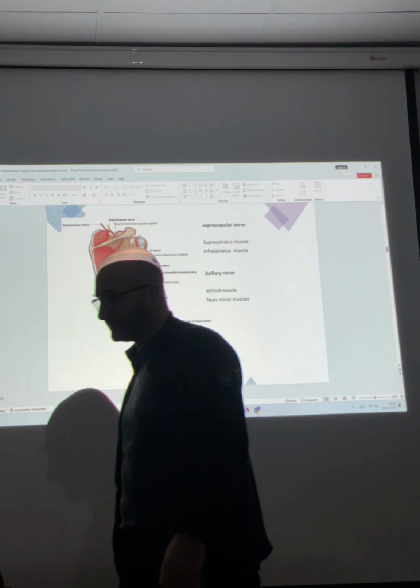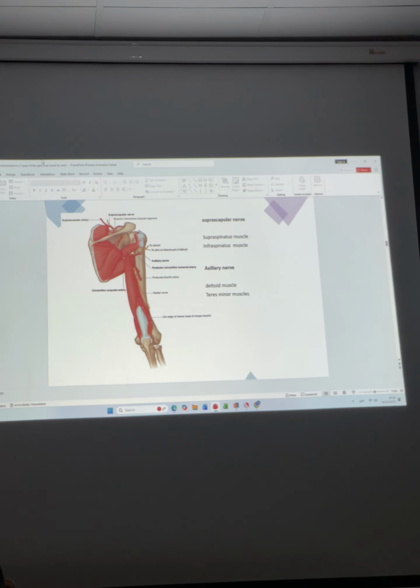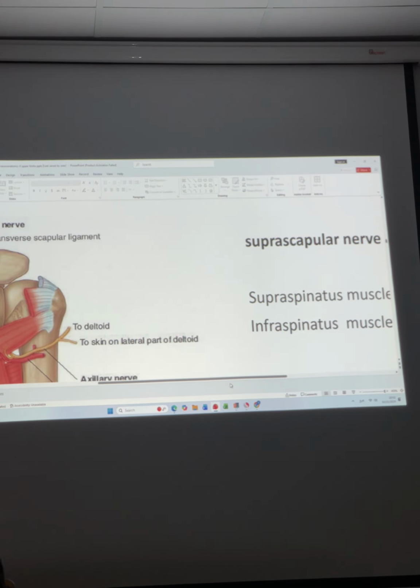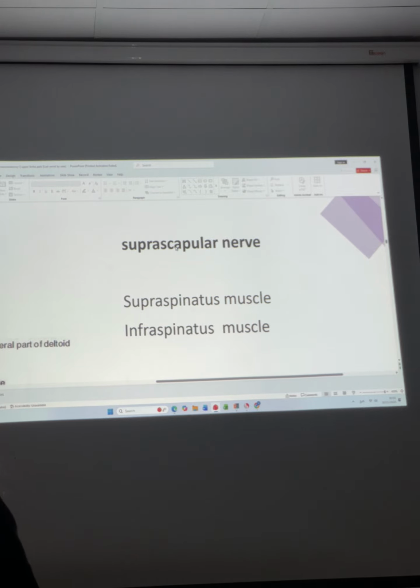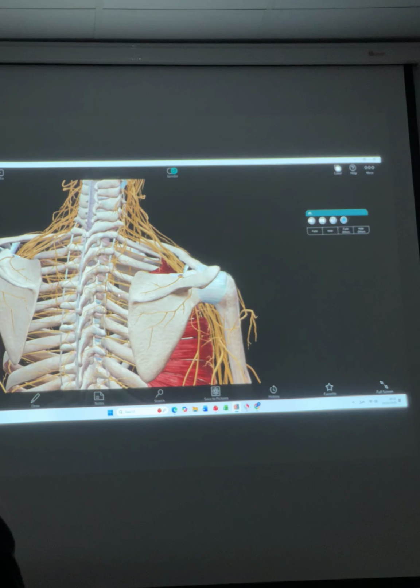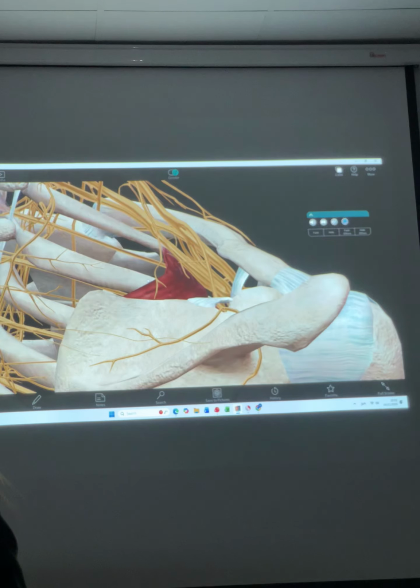But now I'll go deeper. What I want to say, I'll speak with you. So let's speak about the first nerve, which is called what? The upper one, the suprascapular nerve. The suprascapular nerve will go above what? The scapula. So it goes to the scapula, there's only one nerve. Look here.